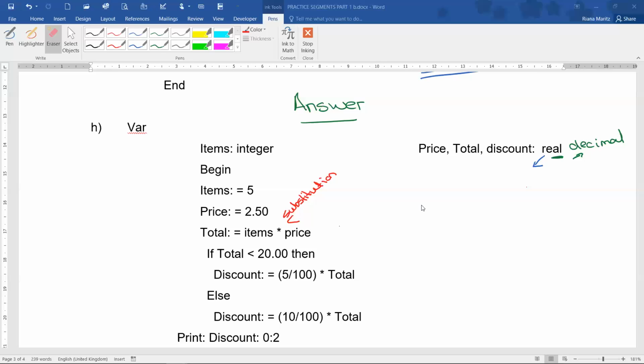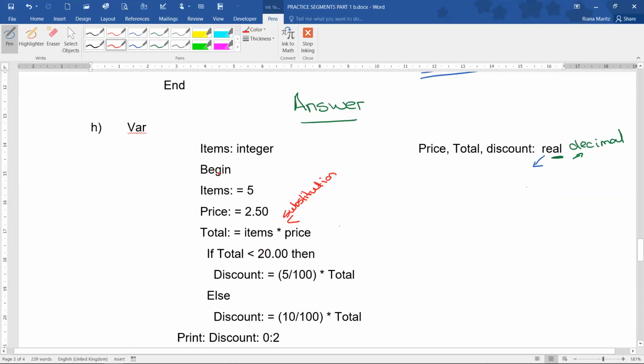Let's see how you did with your answers to the questions that you had to complete. So our first question was H, and it was the one with the items and price and total and discount. Items is of type integer, meaning it's got no decimal, and price, total, and discount are reals type data, meaning they've got decimals. We know we have to use substitution here, as I explained in the previous lesson.